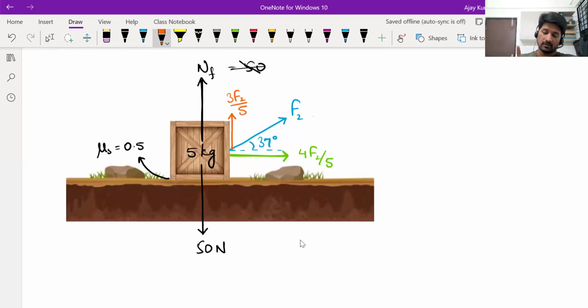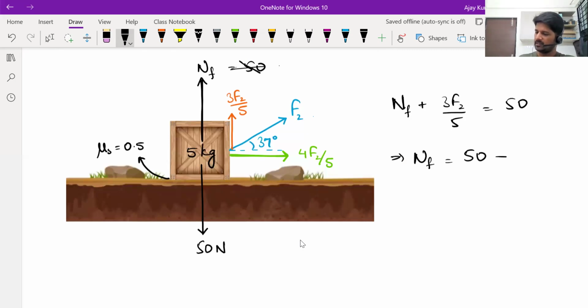Now normal force will adjust accordingly. The force pulling the block down is 50 newtons. There is a force trying to support it already, 3F2 by 5. For the block to not lose contact with the ground, normal force plus 3F2 by 5 are balancing the weight of the block. So this time normal force will only be 50 minus 3F2 by 5. It won't be 50 this time.